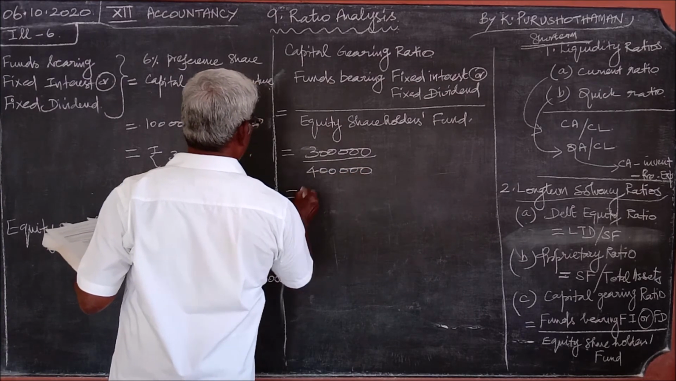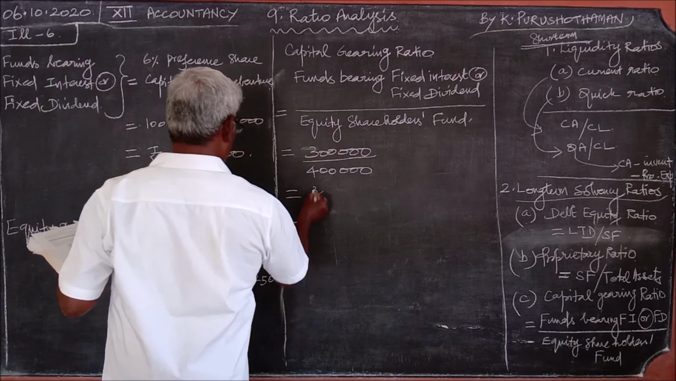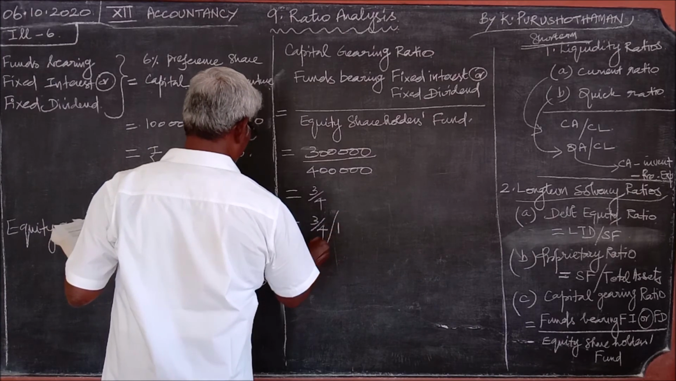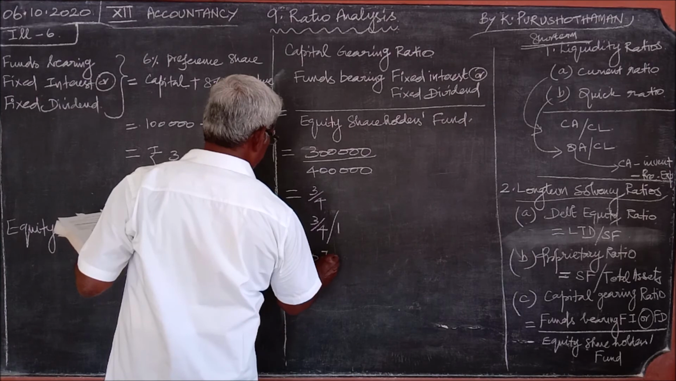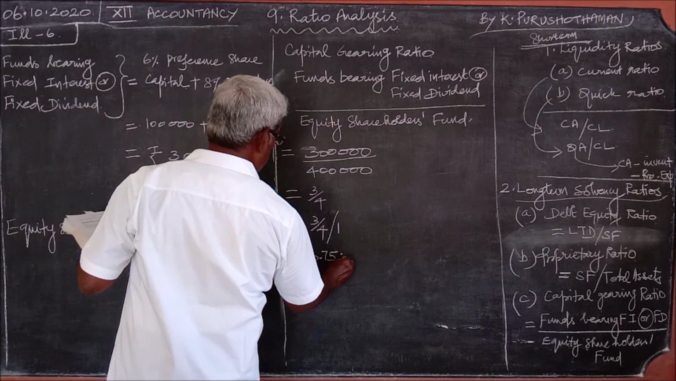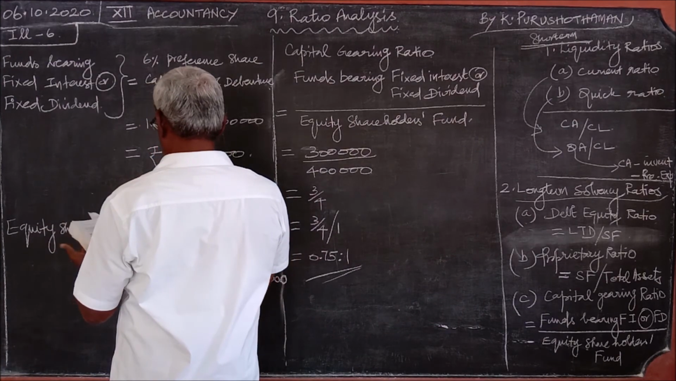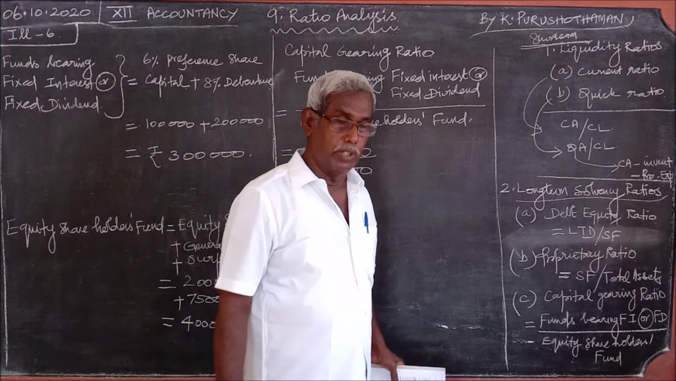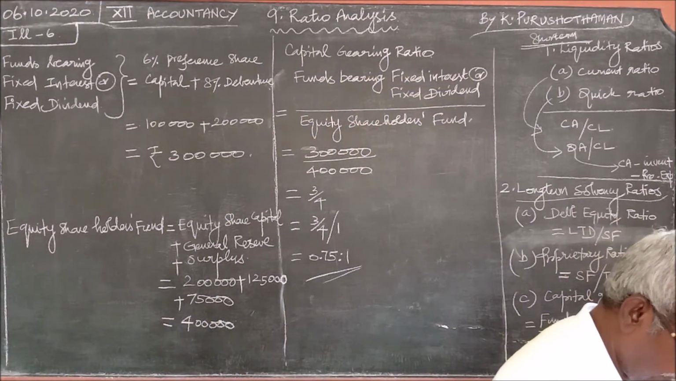If you simplify, all the zeros will be cancelled, you will get 3 by 4. Now you can write 3 by 4 by 1. 3 by 4 is 0.75 is to 1. That's what we have to find. 0.75 is to 1. Once again, I should explain the formula. You should understand and do it.